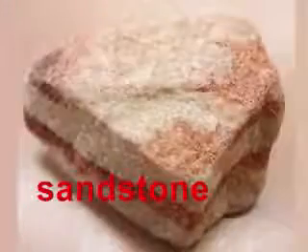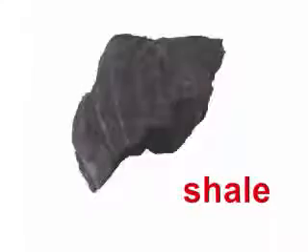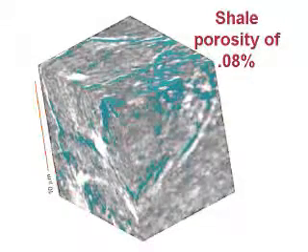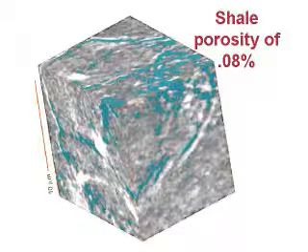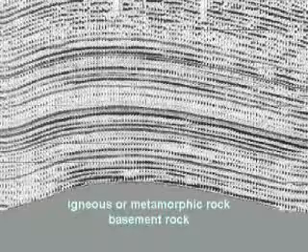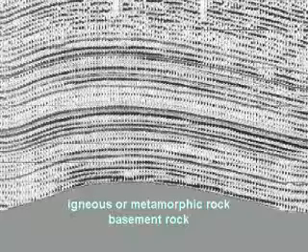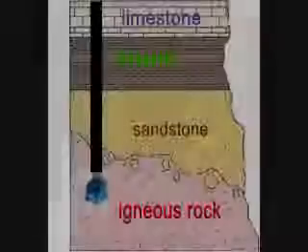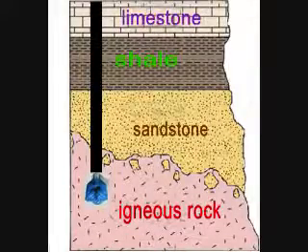Oil is found in sandstone and limestone, but it also can be found in shale. But shale has a porosity of about 1%, so the oil is very difficult to get out. Basement rock is either igneous or metamorphic rock and contains no oil. So if you are drilling and you hit basement rock, you are done drilling.